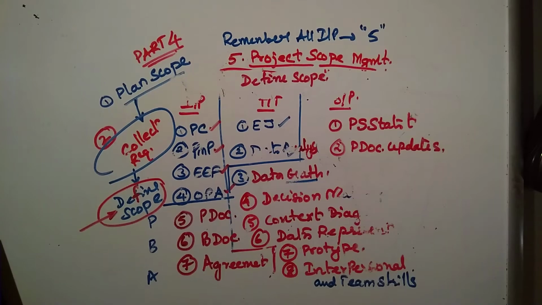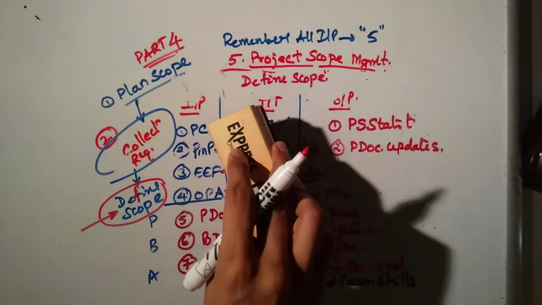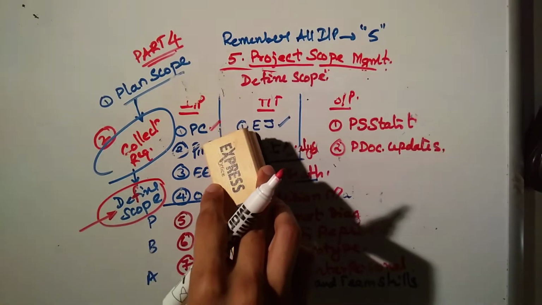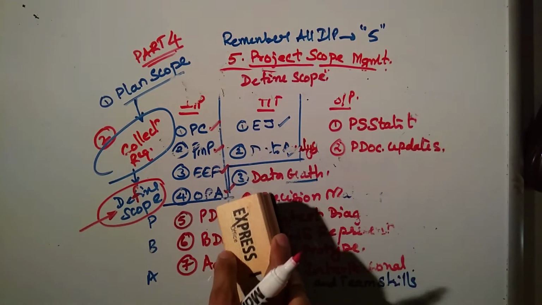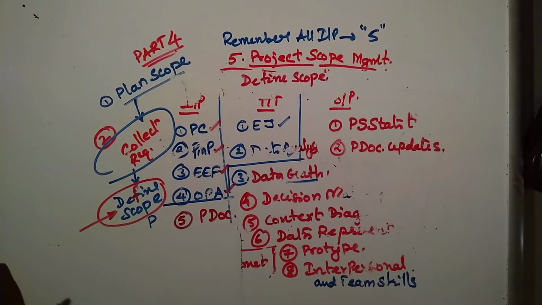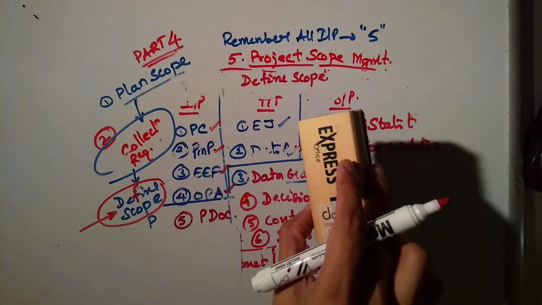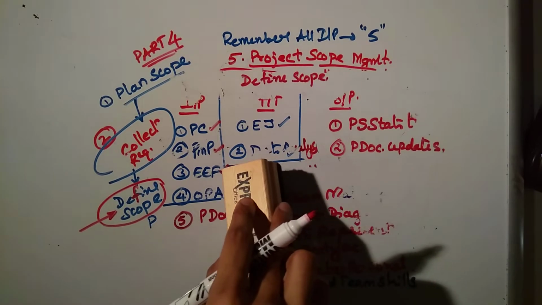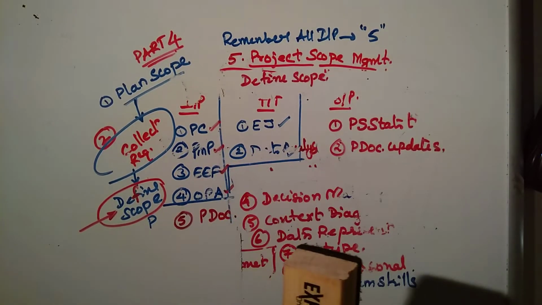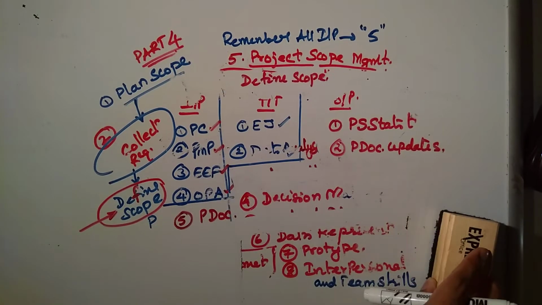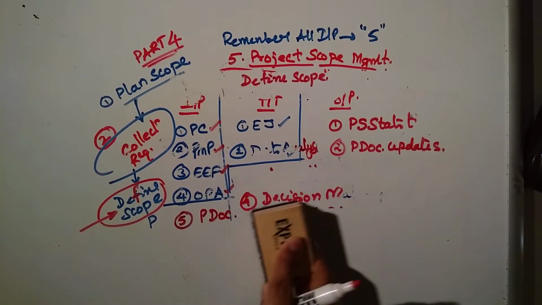In the second process, collect requirements, this was the output. Inputs: project management plan, EEF, OPA, project document. I think these two extra we can remove. Is it clear? Same story here. Tools and techniques: expert judgment, data analysis, data gathering. No data gathering, already you finished data gathering. Decision making, context diagram, do not. Data representation, don't.